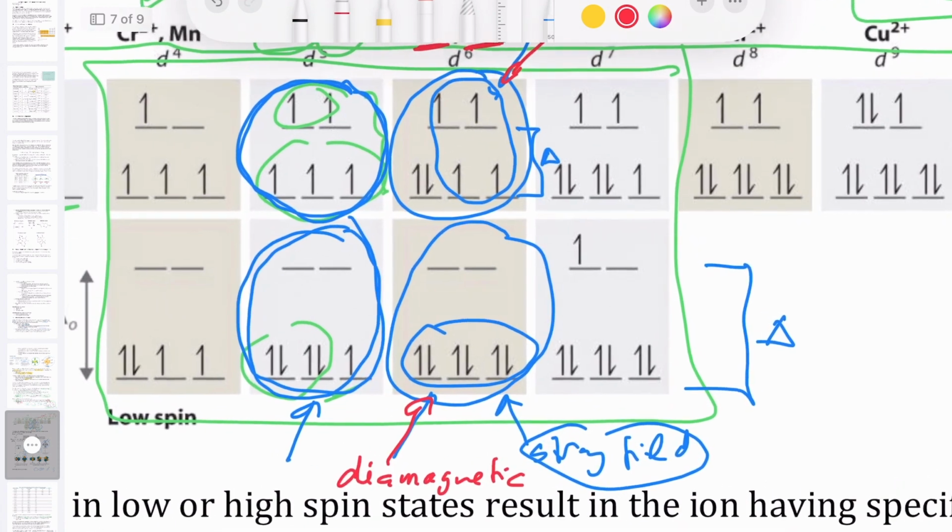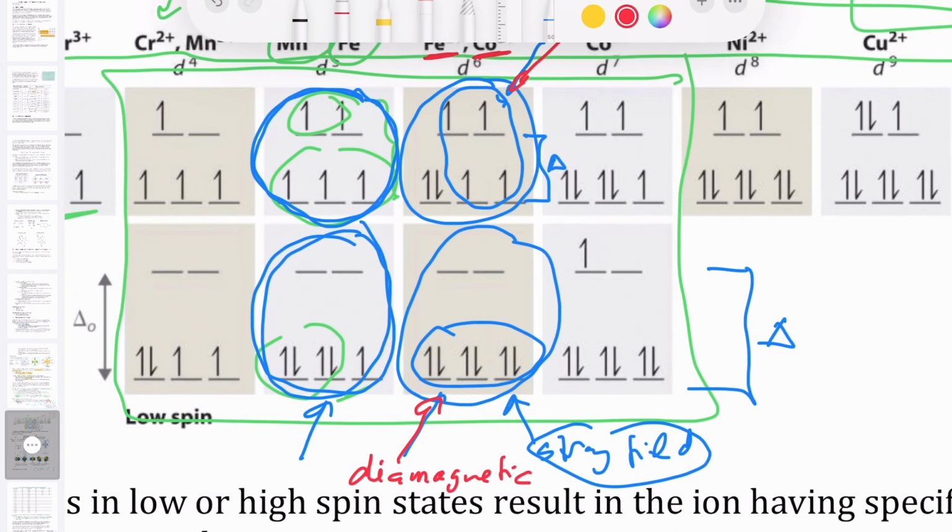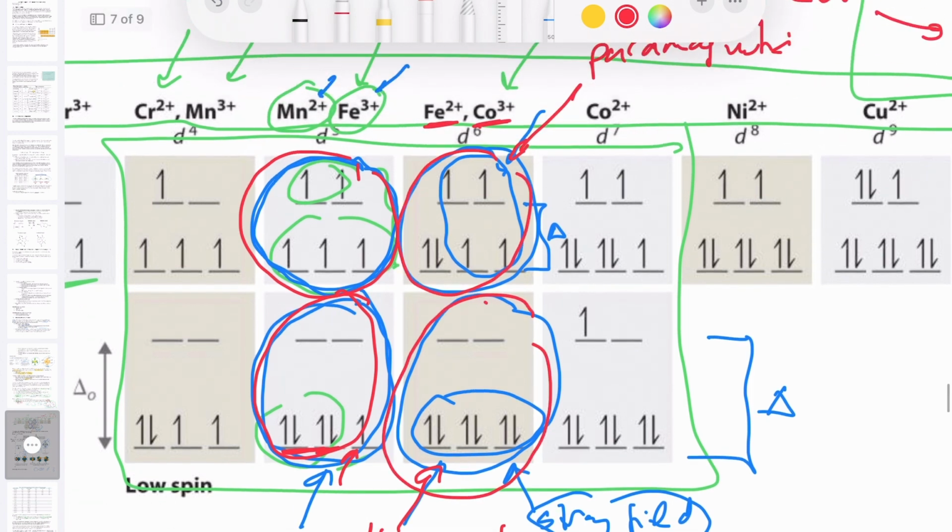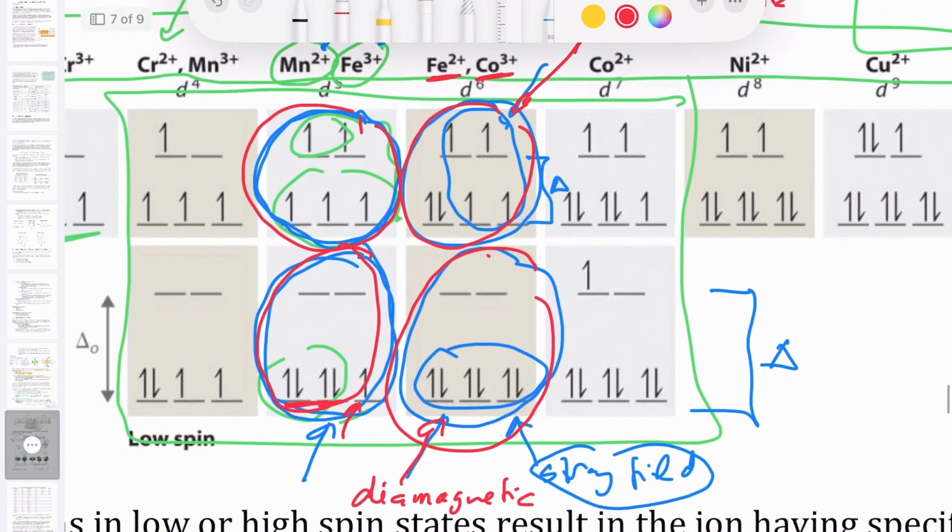Some of the other ones are not as clear cut. It's more like a gradual difference. Like the one that we saw just now, where there's 2 paired and 1 unpaired versus 5 unpaired. Yeah, you're going to see a difference in paramagnetism. But with this one right here, with the cobalt-3 and the iron-2, it's really clear. One is diamagnetic and the other one is paramagnetic.